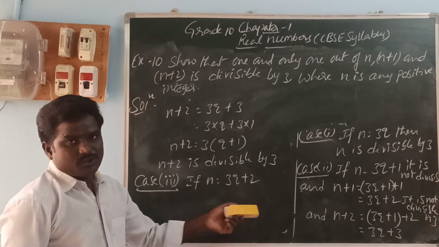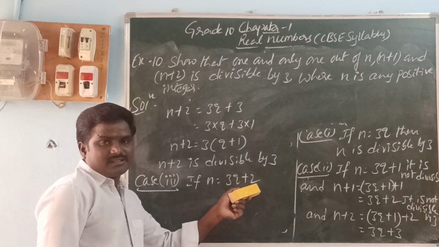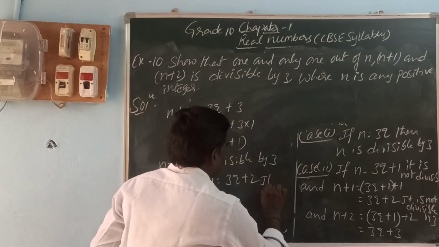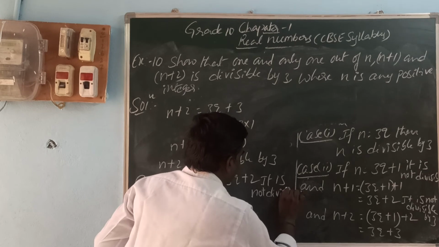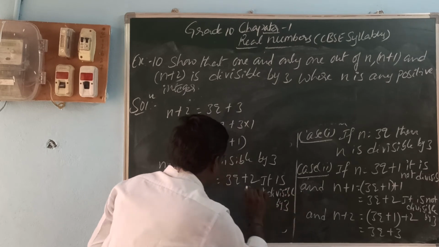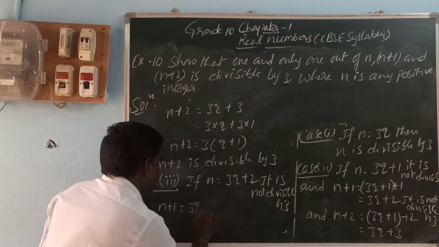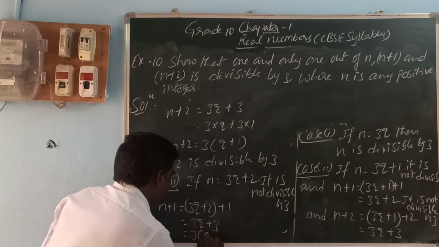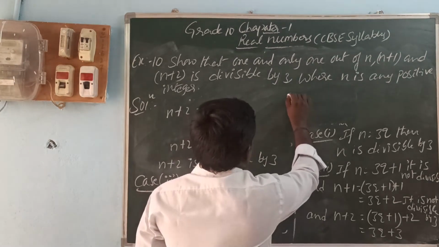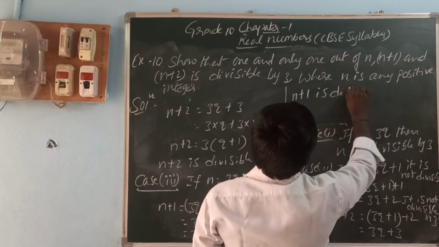Now n is equal to 3q plus 2. What is the meaning here? n divided by 3 leaves remainder 2, so it is not divisible by 3. Next, n plus 1 is equal to 3q plus 2 plus 1, that is 3q plus 3, so 3 of q plus 1. So n plus 1 is divisible by 3.